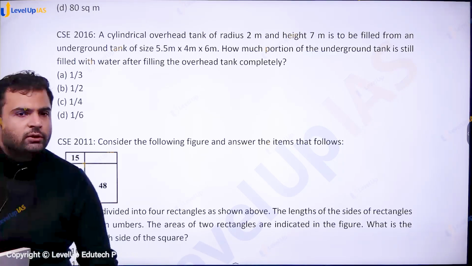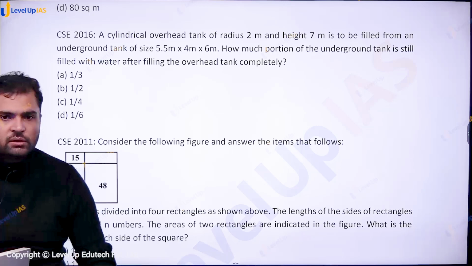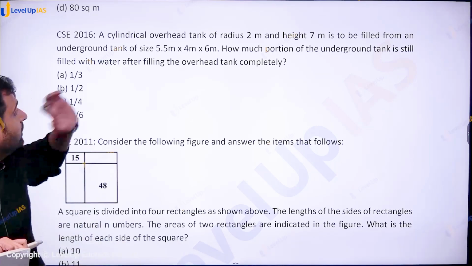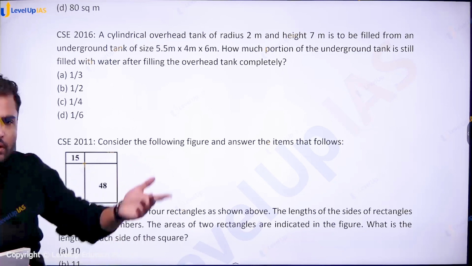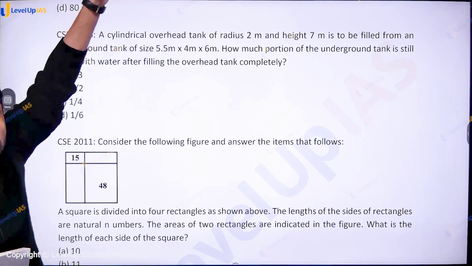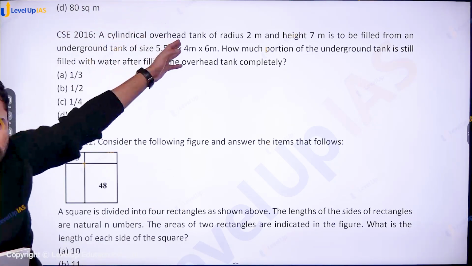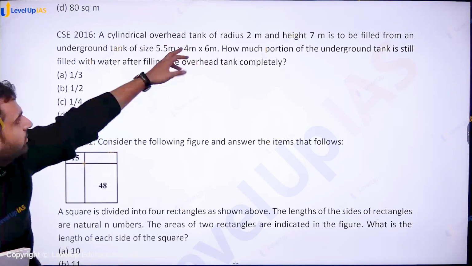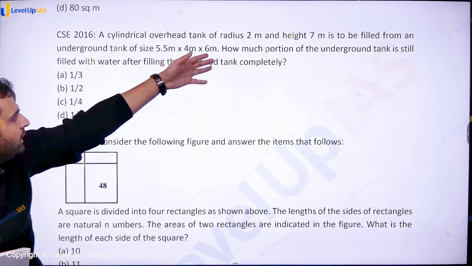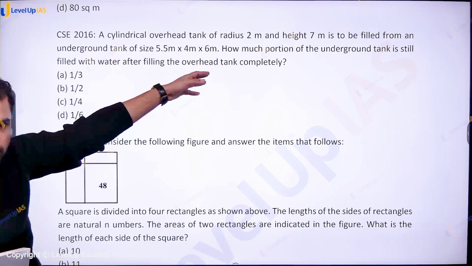Do you guys understand the question? क्या हो रहा है? समझ गए? नहीं? There is a cylindrical overhead tank. So imagine there is, let us say, level up IS, and we have a tank on the top which is cylindrical in shape. Cylinder समझते हो? That's it. हाँ, yes, cylindrical shape of radius 2 and height 7, right?